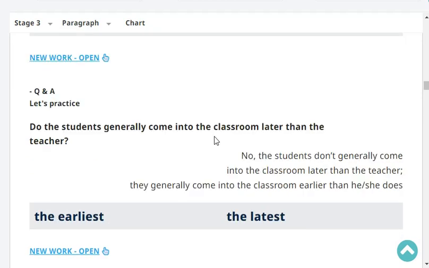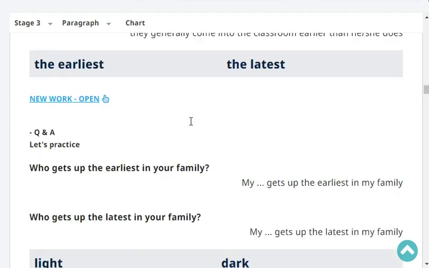Do the students generally come into the classroom later than the teacher? No, the students don't generally come into the classroom later than the teacher. They generally come into the classroom earlier than he does. Very good.